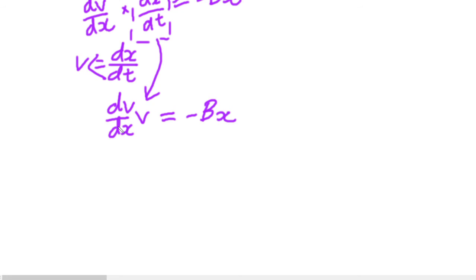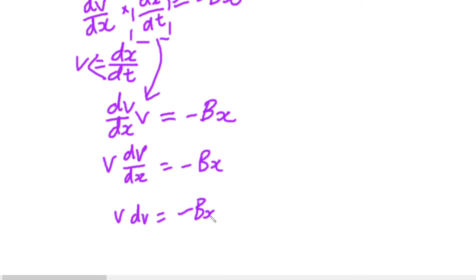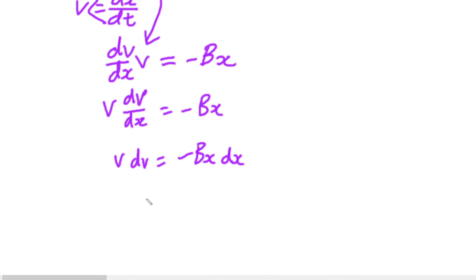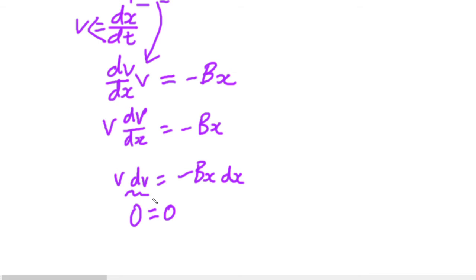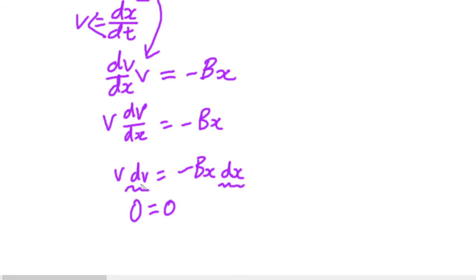So anyway, we write v dv by dx is equal to minus bx. Multiplying both sides by dx, we get v dv is equal to minus bx dx. Now, technically, mathematically speaking, in the strictest possible sense, we are only writing here 0 is equal to 0. But in the physics sense, these are meaningful things. This refers to an infinitesimal change in dx, and this refers to an infinitesimal change in dv. And they're related by this ratio dv by dx that we've shown earlier.